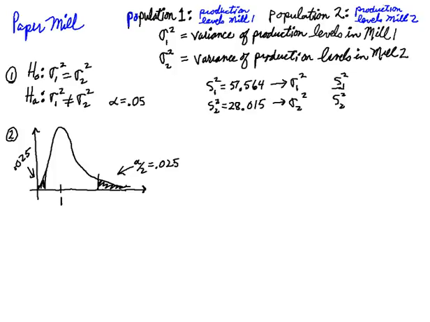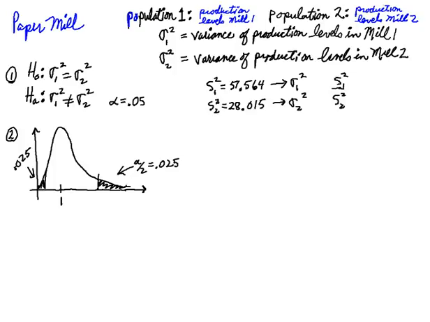Now, if the population variances are not equal, then the quotient will move away from 1. The quotient of the sample variances will move away from 1. If the sample variance in the numerator is larger, then that quotient will move to the right of the center in the distribution. If the denominator is larger, then it will move to the left.